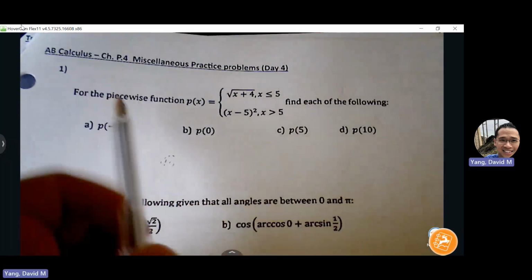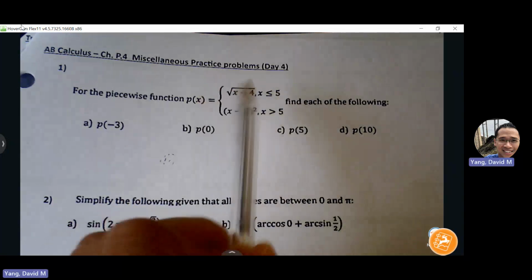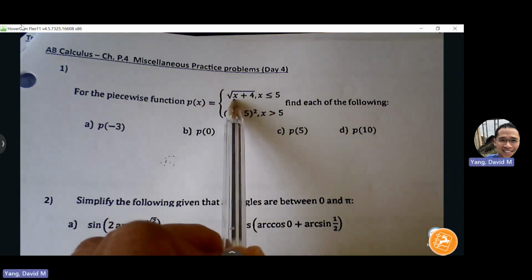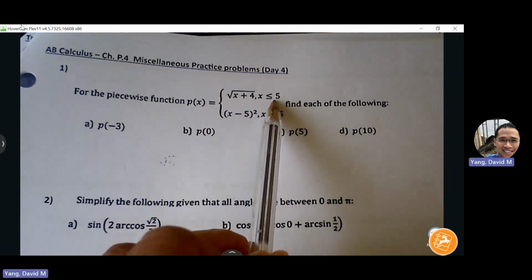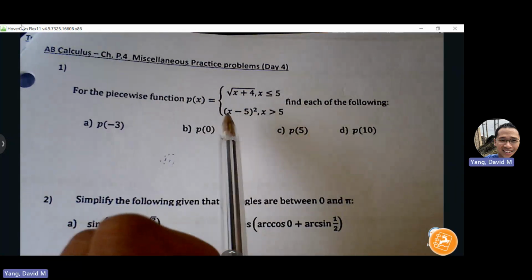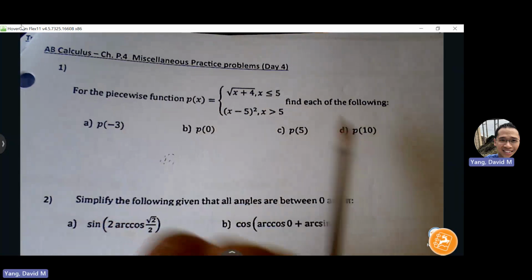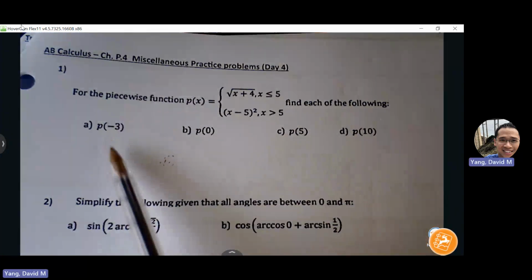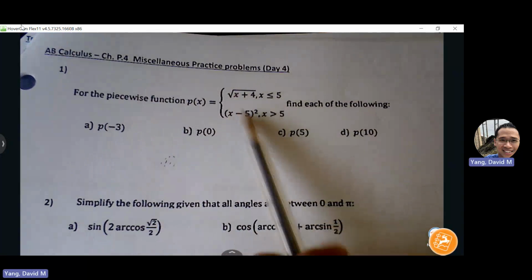Okay, so these are some miscellaneous topics. So it says here for the piecewise function. That means we have some function that is existing to the left of 5, and we have another function that's existing to the right of 5, and we just want to know what are the values. So basically, we just have to decide which one do we use based off of the restrictions.